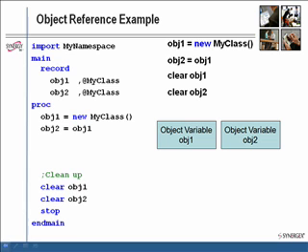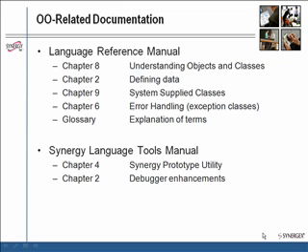Clearing any one object variable does not necessarily cause an object to be deleted. The only thing that causes an object to be deleted is when its reference count falls to 0. Please remember that at this point we're really only scratching the surface. There is a lot more to talk about, and we'll do just that in subsequent sessions. Information about OO support in Synergy can be found pretty much throughout the language documentation. I've listed here some of the main areas of the documentation that you might want to visit and review.